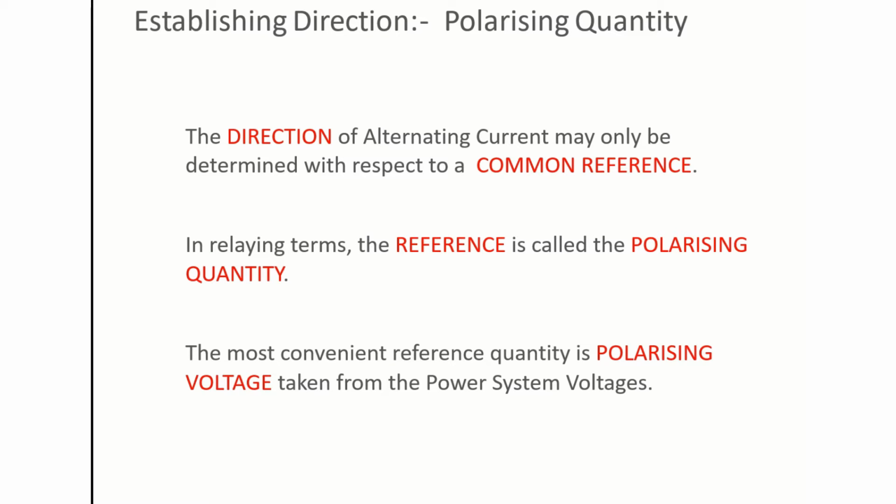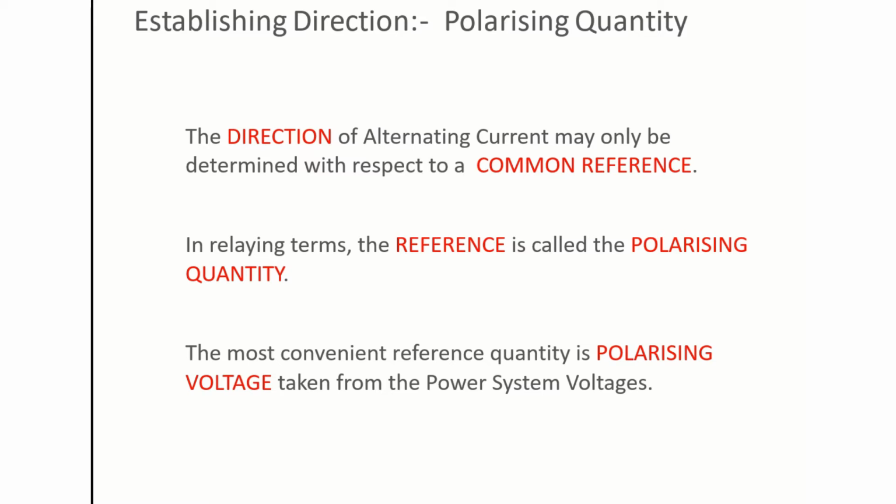So now, what are polarizing quantities? In the previous 3-4 sessions, when we were discussing directional relays, we were saying that the directional relay should operate only in one particular direction of current. That means, suppose if the current is flowing from source to load, it should not operate. But when the current is flowing from the load towards the source side, that means there is some fault, and in that condition, the relay should operate. These things we have discussed in our preceding sessions.